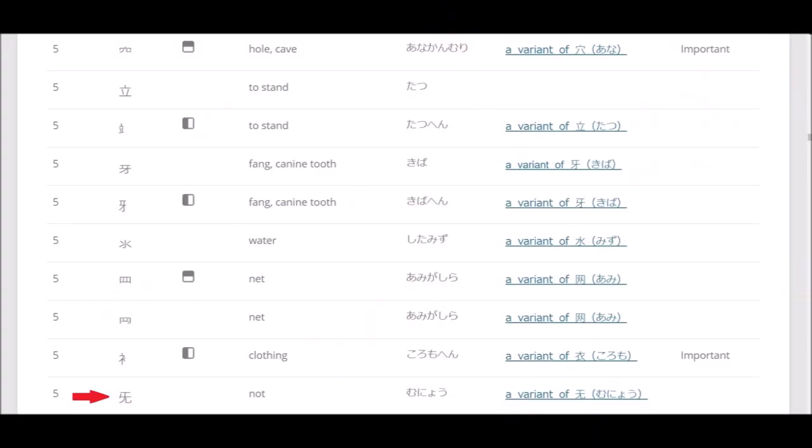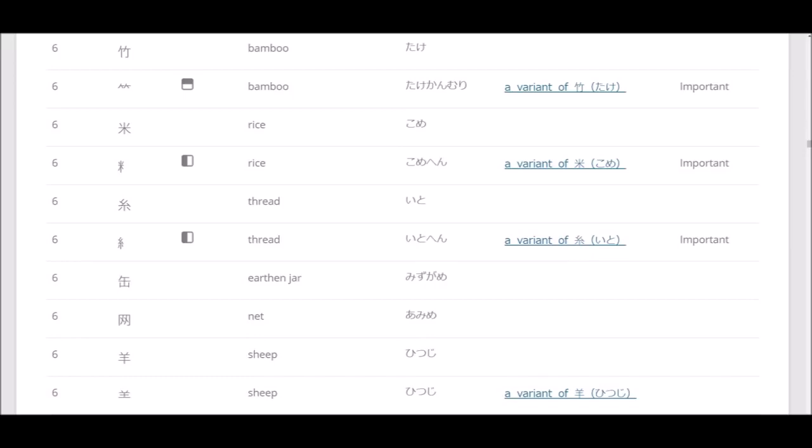Munyo, which is knot. Now into 6 brush strokes. Take, bamboo. Take kamuri, which is bamboo on the top, and yes, it's important, it's pretty common. Kome is rice, and then kome hen, which is, yes, important, rice on the left side of the kanji. Ito, and then ito hen for the left side of the kanji means thread, and yeah, those are very important kanji.